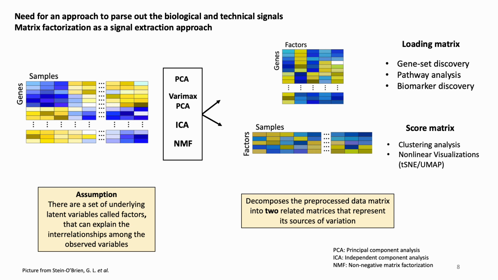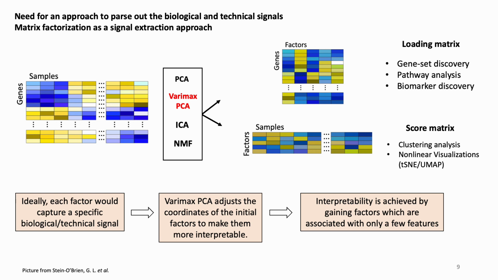Matrix factorization is a class of unsupervised techniques that can be used to discover the underlying factors that can explain the interrelationship between the observed variables. These methods decompose the gene expression matrix into the loading and score matrices. Some of the popular methods of matrix factorization are PCA, Varimax-PCA, ICA, and NMF.